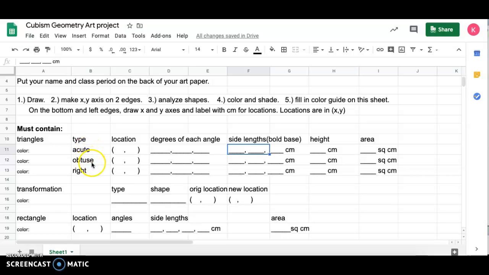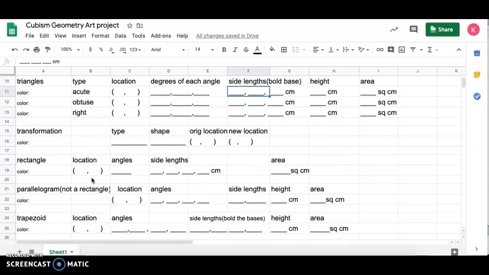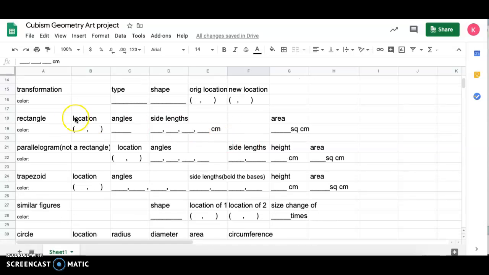Then you're going to find an obtuse triangle and do the same thing. The degrees of each angle add up to 180, the side lengths, the height, and the area. You're going to do the right triangle. Then you have a transformation, and there's different types. It's in the song, the shape, and the two locations. We have the rectangle, these side lengths, the angles should all be the same, right? And the area.